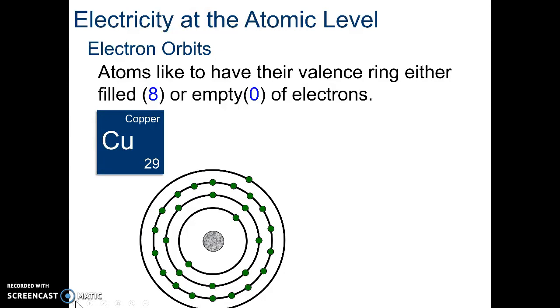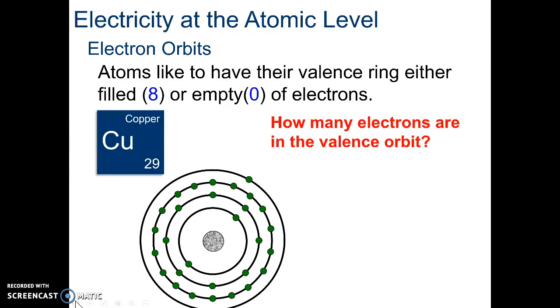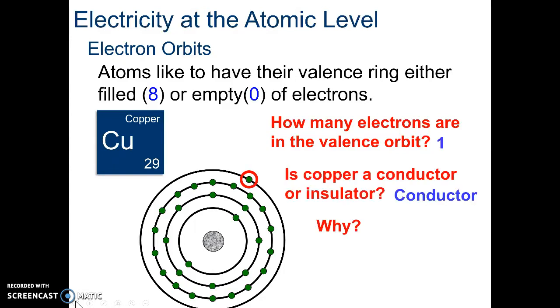When we are filling up our valence rings, we want to fill them up to 8, or we want to get them completely empty. So if we look at this one, it has 1 electron in the valence orbit, right there. Is it a conductor or an insulator? It's a conductor because it has that 1 electron.